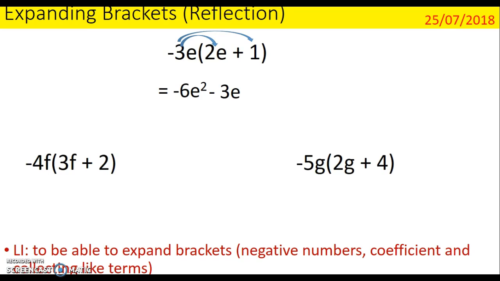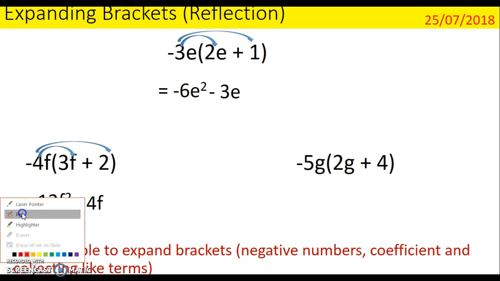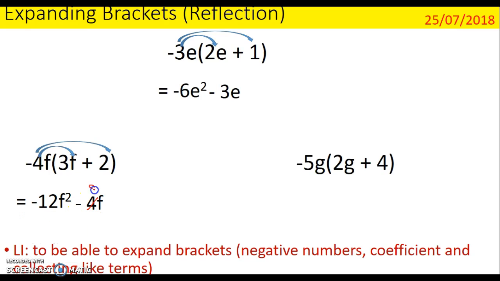Let's do two more examples. Minus 4f times 3f would be minus 12f squared. Minus 4f times 2 would be minus 8f. Oh, I made a mistake over there. Let me correct that one. If I cross this one out, there we go. Now, next is minus 5g times 2g would be minus 10g squared, and minus 5g times 4 would be minus 20g, and that is your full answer.